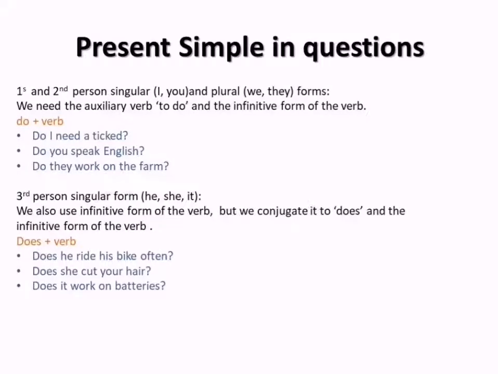For the third person singular form, we also use the infinitive form of the verb, but we conjugate the auxiliary to does and use the infinitive of the verb. For example, does he ride his bike often? Does she cut your hair? Does it work on batteries?